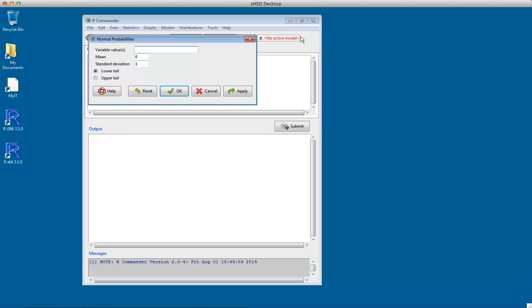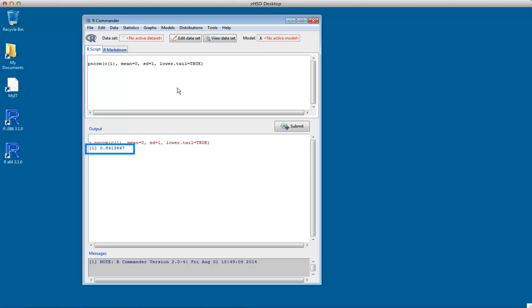Okay, the question here is what probability we want to be less than or equal to. So the example in lectures was 1, I think. See, there are two boxes there for the mean and standard deviation. If we leave those at 0 and 1, we're using a standard normal distribution. If we click on OK, you'll see below we get the probability printed out of 0.841, etc. Okay, that replicates what we had in lectures.